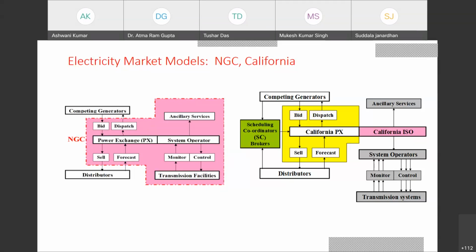But bilateral negotiation is generally for the bulk consumers. So big industries can have bilateral negotiation directly. But residential consumers, small industry consumers, or commercial consumers have the pool kind of transaction. They cannot go for bilateral because of the lower amount of requirement of power.